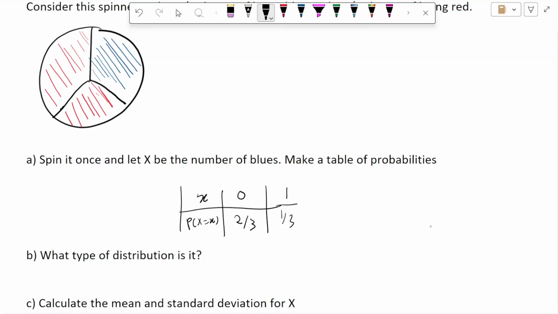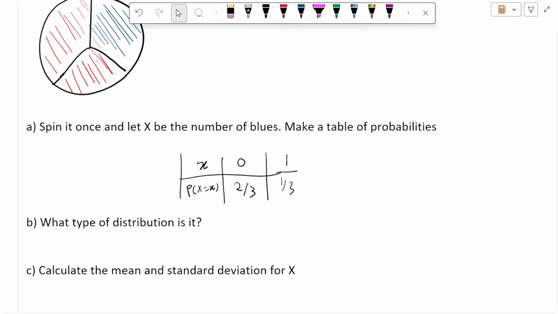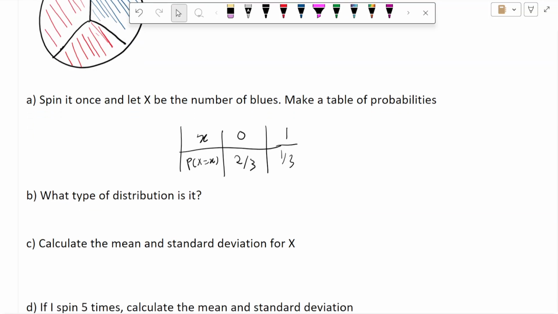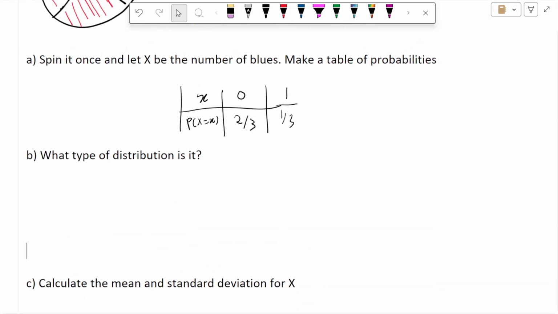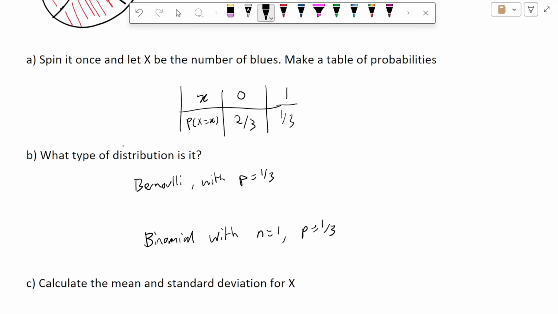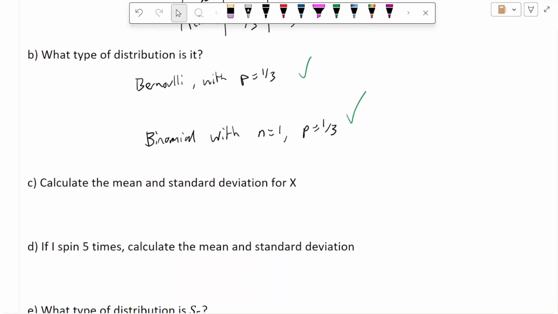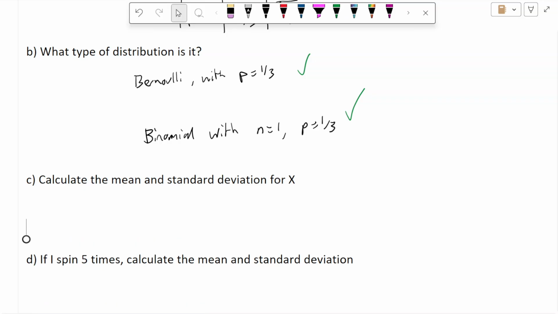Okay, what type of distribution is this? I really would encourage you to pause the video and actually think about what type of distribution it is. Hopefully you did that. This is a Bernoulli distribution with p is 1 out of 3. Now, if you had said a binomial with n is 1 and p is 1/3, you would also be correct. Either of these are fine. Bernoulli distributions are just binomial distributions with n equals 1.